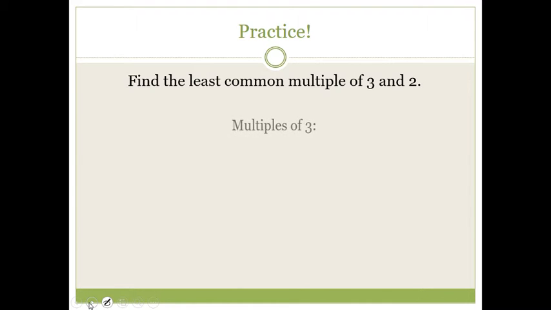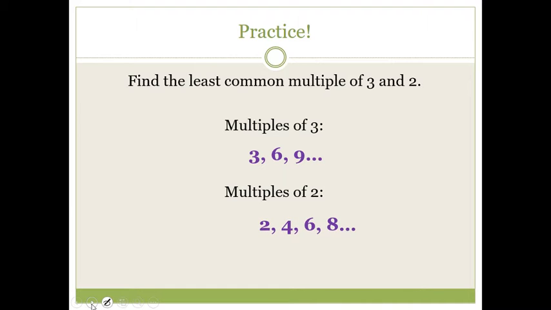So again, if I found the least common multiple of 3 and 2, I could list the multiples of 3 as 3, 6, 9. Keep going if I want to, 12, 15. I could list the multiples of 2: 2, 4, 6. Then we can stop, because we can see that 6 is on this list, and 6 is on this list, and therefore it is the lowest number on both lists, and so we call it the least common multiple.